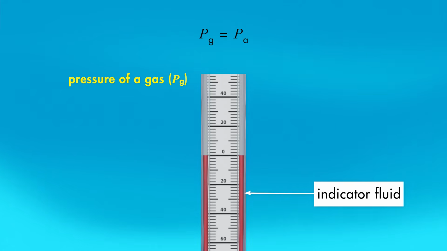If the pressure of the gas connected to the manometer is equal to atmospheric pressure, the level of the indicator fluid will be the same in both sides of the tube. If the pressure of the gas on the left side of the tube is less than atmospheric pressure, the level of the indicator fluid will rise on the left and drop on the right. If the pressure of the gas on the left side of the tube is greater than atmospheric pressure, the level of indicator fluid on the left will drop and the level on the right will rise.